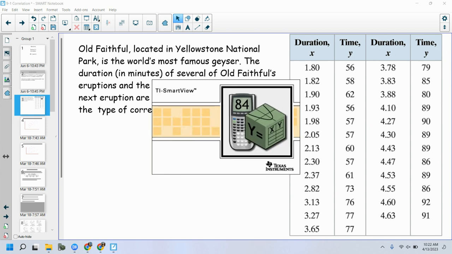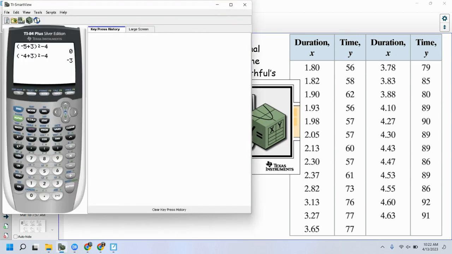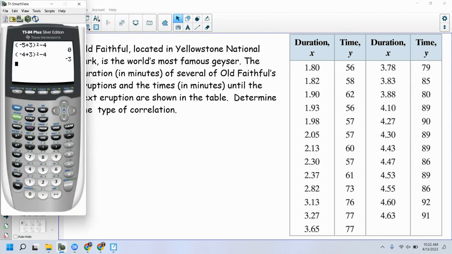Now, to do this, let's go into our calculators here. And again, this might be review for you, or this might be brand new. I don't know whether you've done regressions or not, so I'm just going to teach it like it's brand new. Anybody remember where to go in and put in our data? Stat. And then we edit, right? Hit the stat button and then hit enter on edit. And then we have our list ones and list twos.